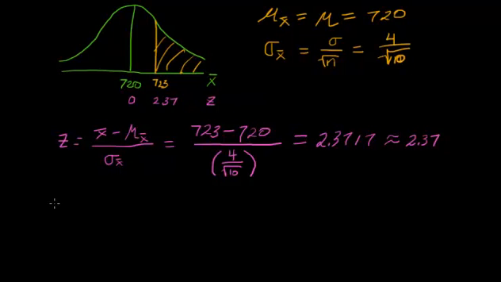Okay, so the probability, this is the question: what's the probability that the sample mean would be greater than or equal to 723? Remember, it doesn't matter, because the probability that x bar is any one exact value is 0. So it doesn't matter if I use greater than or equal to. Well, that's the same thing as the probability that z is greater than or equal to 2.37, my associated z-score.